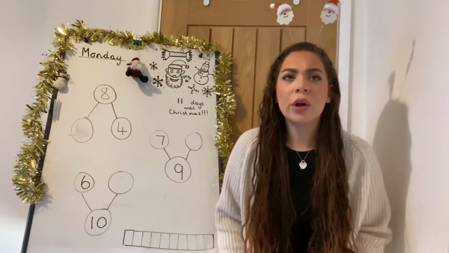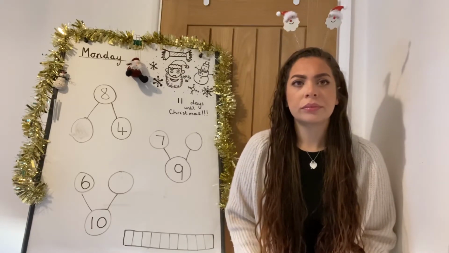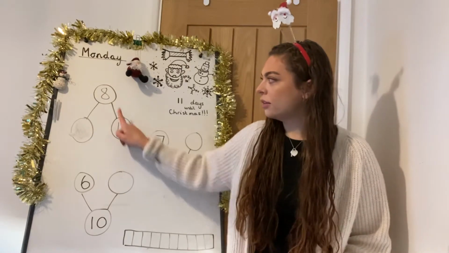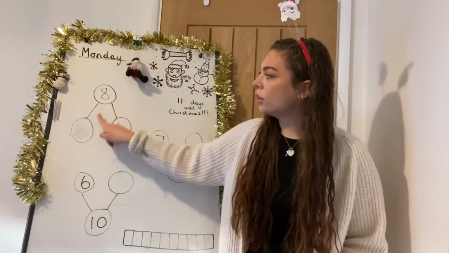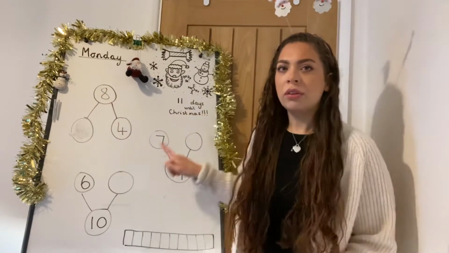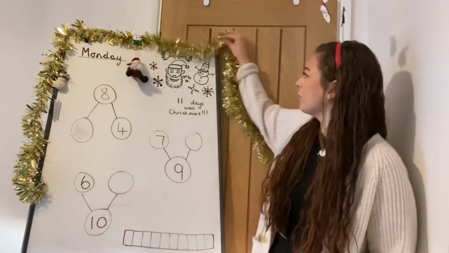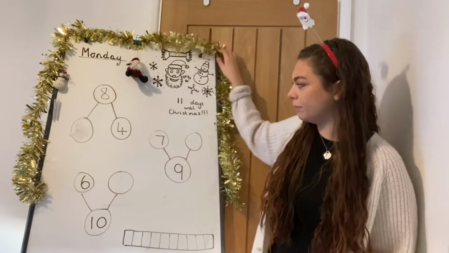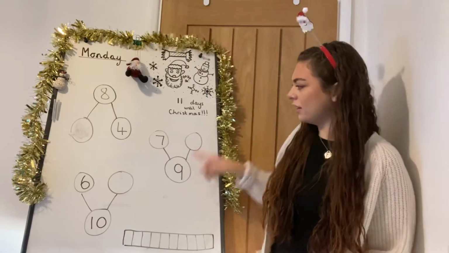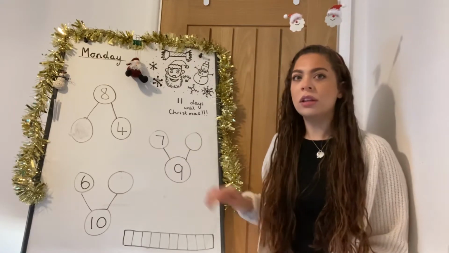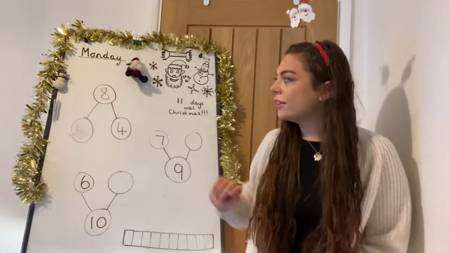Can you remember what we call those? They are part-whole models. We have got two parts and a whole, and our parts come off our whole. So if we have a look at this one, it's upside down because our whole is at the bottom. But that doesn't matter because we can still see that our parts come off of our whole. It doesn't matter which way around it is. So let's start with this one.